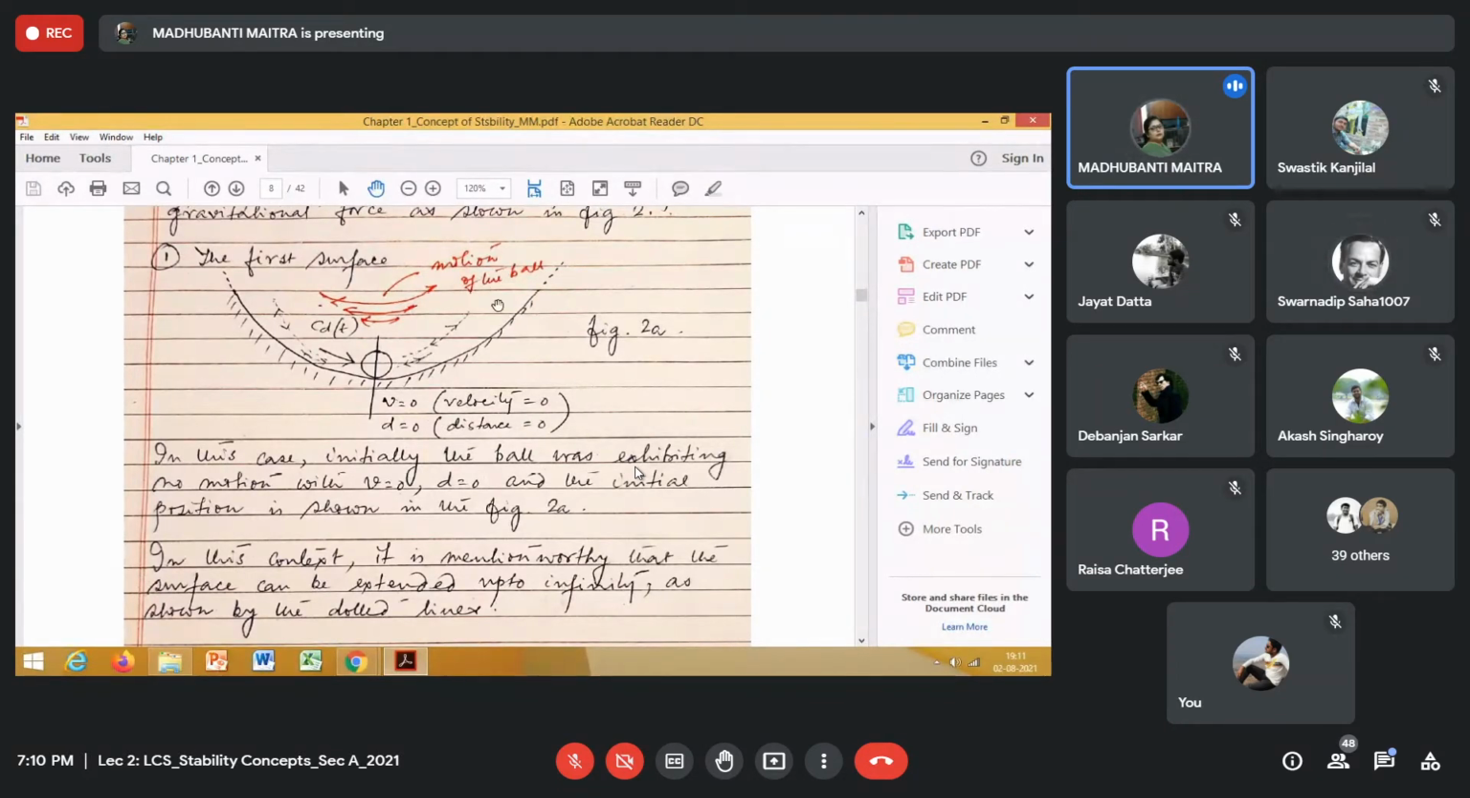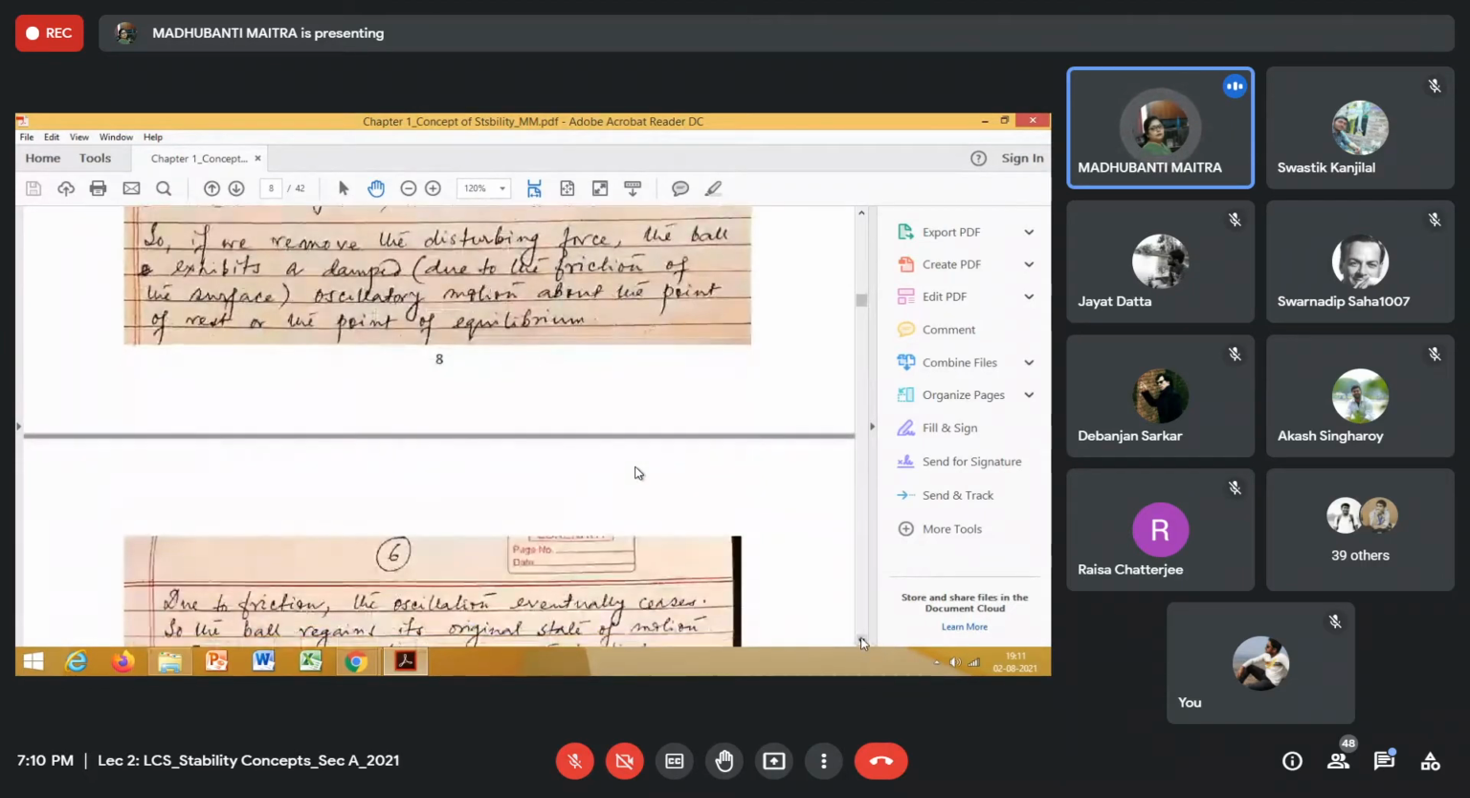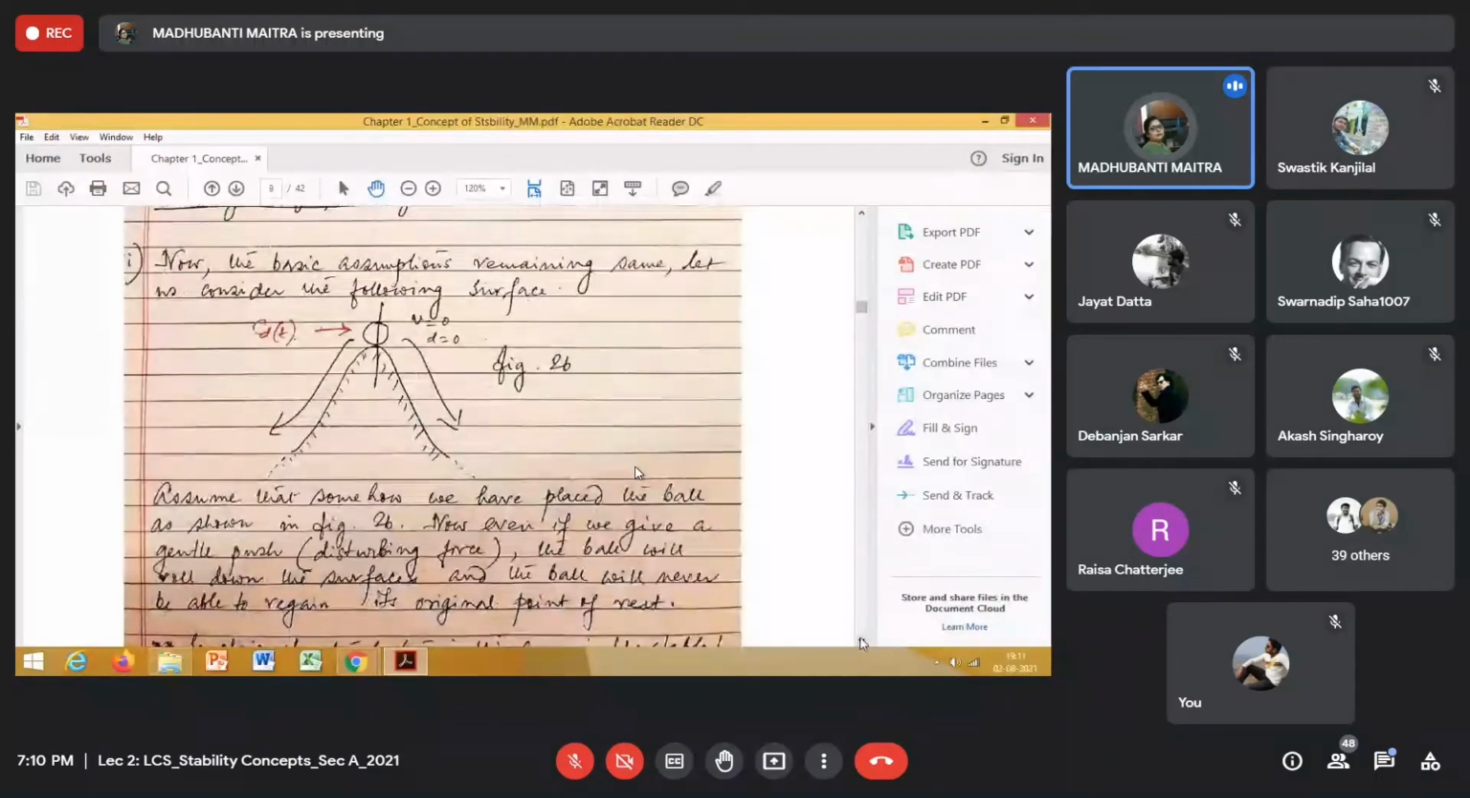Yes, ma'am. And instead of placing the ball over here, I can place the ball over here or over here. That means I can go on changing the initial conditions, but whatever be the initial conditions, in this particular case, the ball will always regain this particular position, or will be able to regain its equilibrium position. So this kind of behavior is described by the notion of asymptotic stability.